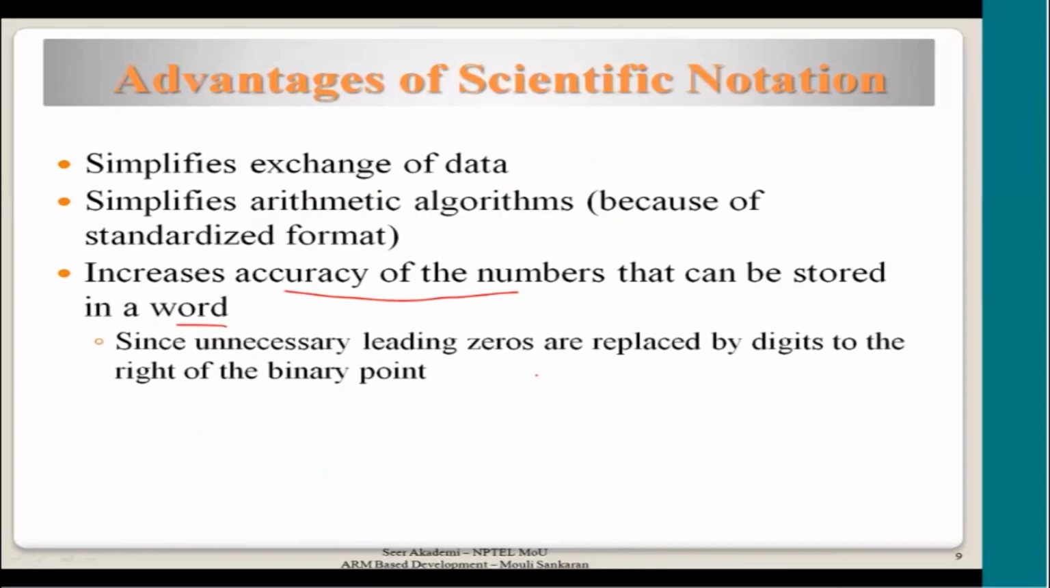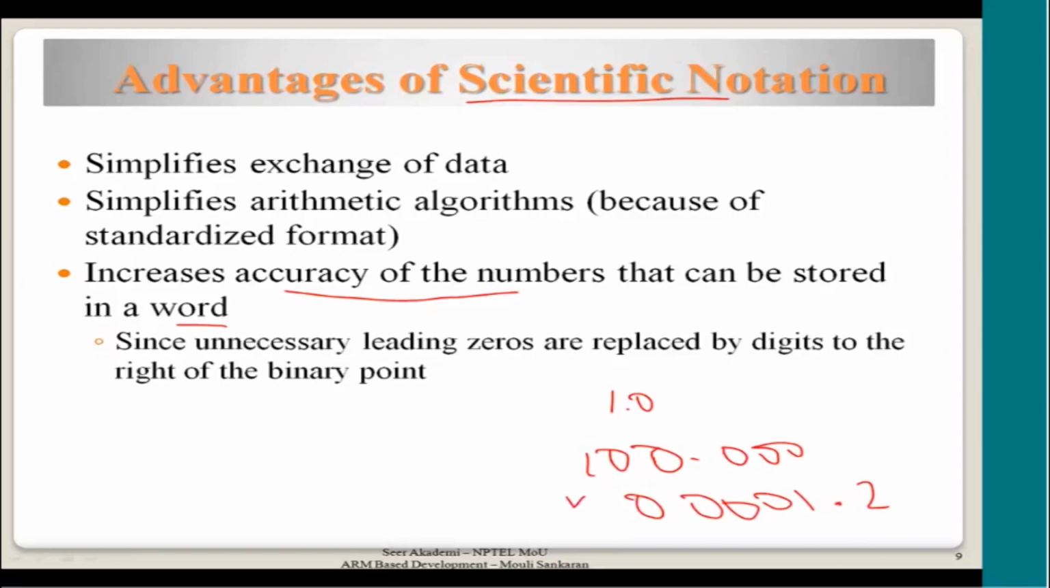Okay, so one more advantage I didn't point out. See, suppose I have a number like this, 100 point 000, or suppose there are 1.2. If I tell you this binary number does not go to the end here, and you have leading zeros, one example is, in this case, you take an example here.